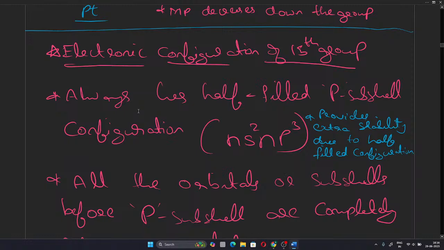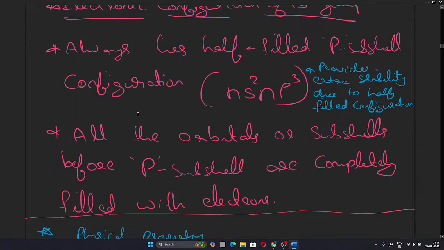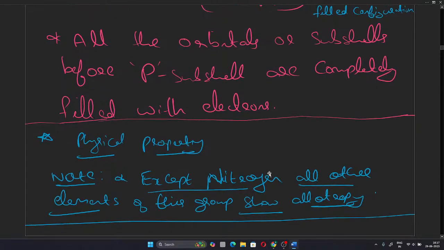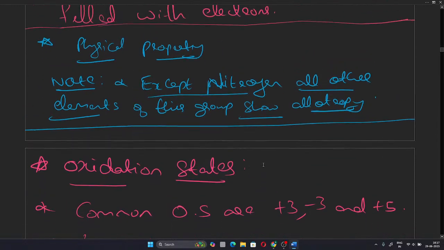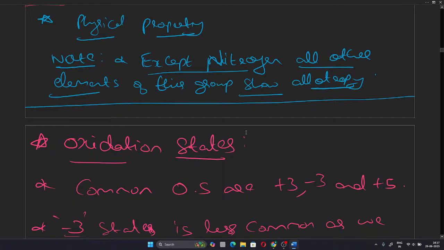Electronic configuration of the 15th group always has a half-filled p subshell configuration, which provides extra stability. Due to this half-filled configuration, all the orbitals or subshells before the p subshell are completely filled with electrons. Physical property: except nitrogen, all other elements of this group show allotropy.